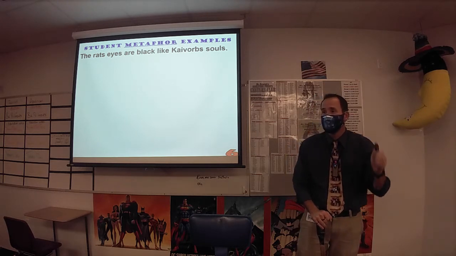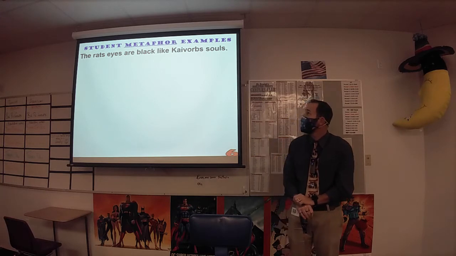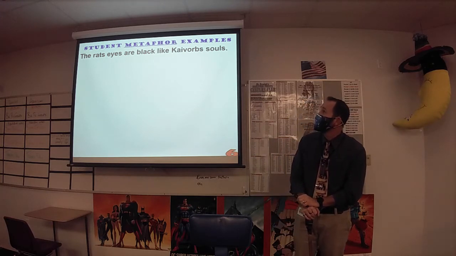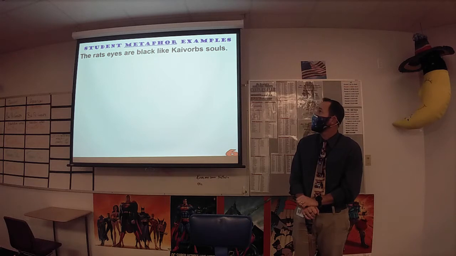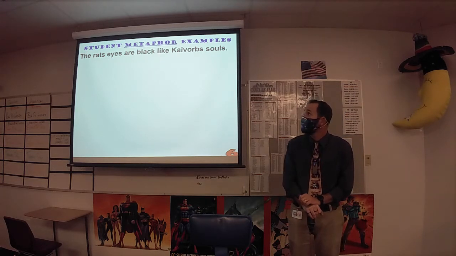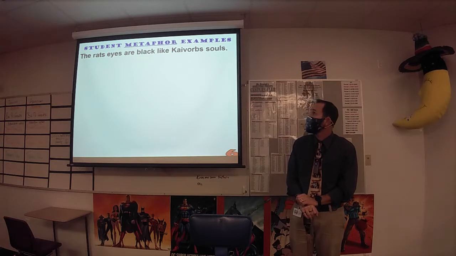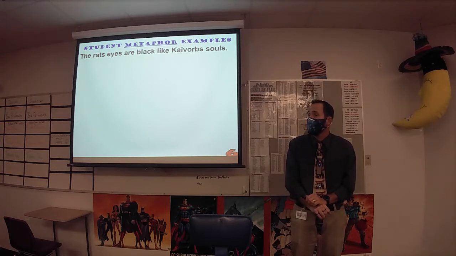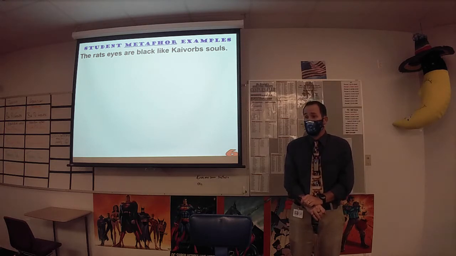And Isha? You could take out the "and" and make it one of the rat's eyes is black. Well, read the whole sentence. One of the rat's eyes is black like Kyborg. So you used "like" in your metaphor.